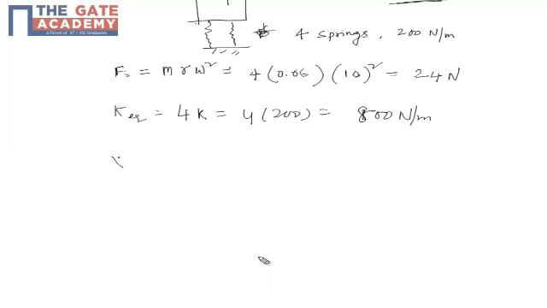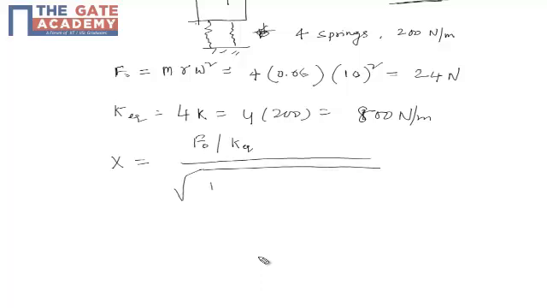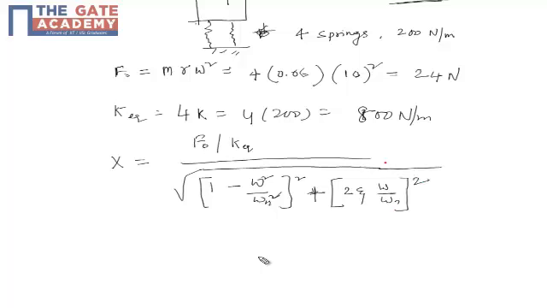Let's first write down the amplitude formula for forced vibration, which is F naught, the peak exciting force, divided by K equivalent, divided by the square root of (1 minus omega square by omega n square, where omega n is the natural frequency, whole square) whole square, plus (2 times the damping ratio times omega by omega n) whole square. All this is inside the root.